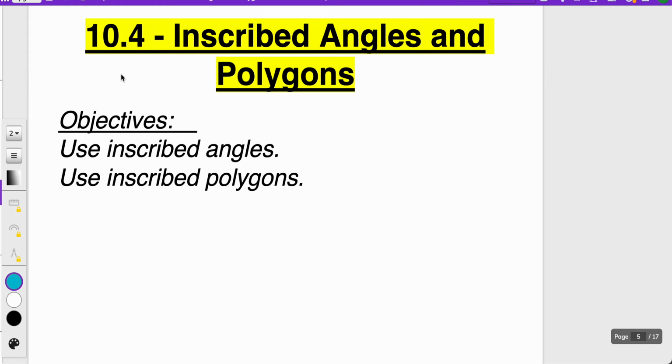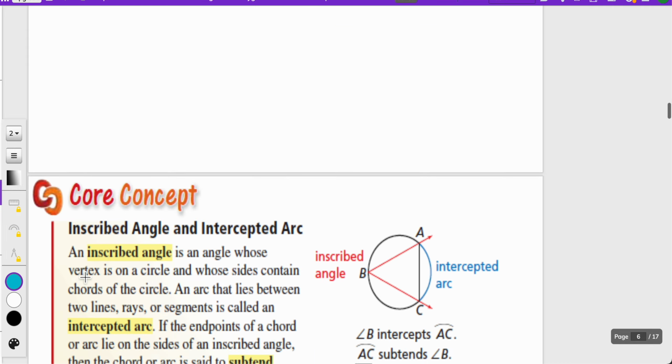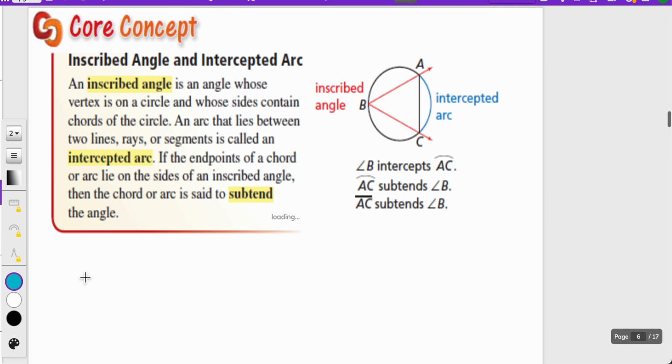Today we're going to be looking at lesson 10.4, inscribed angles and polygons. We're going to be able to use those inscribed angles and then also use inscribed polygons. We do have some core concepts and some theorems we're going to talk about, so make sure your theorem sheet is ready. The first thing we're going to talk about is what is an inscribed angle, and that is an angle whose vertex is on a circle and whose sides contain chords of the circle.